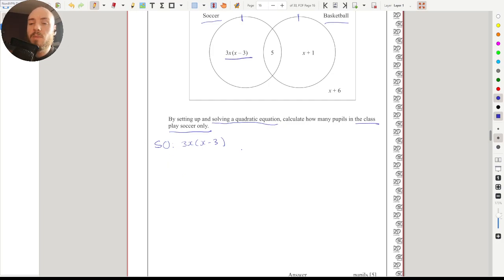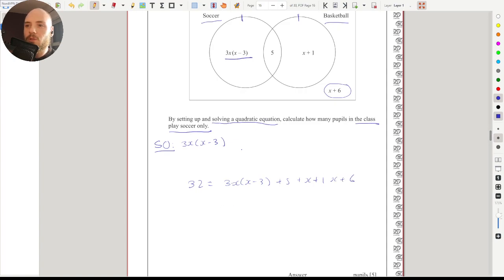So this is my important information here. I know we have a total of 32 pupils, and then we can just add up all the different sections. This represents just soccer, this represents soccer and basketball, this represents just basketball, and this represents the students who don't play soccer or basketball. So it'll be 3x(x - 3) plus 5 plus x plus 1 and x plus 6.